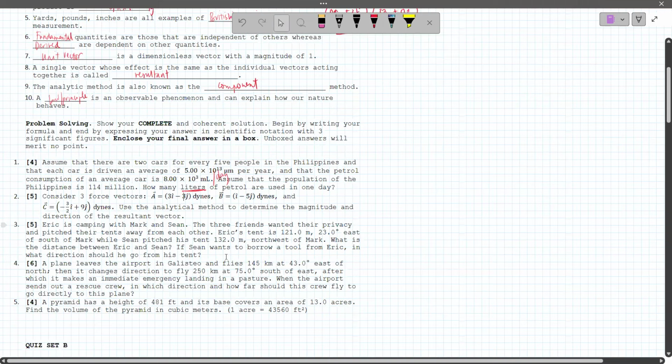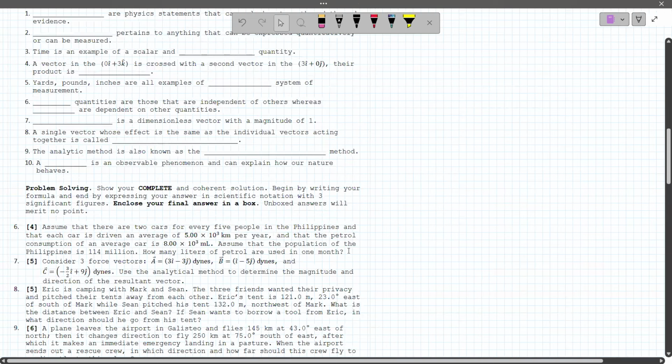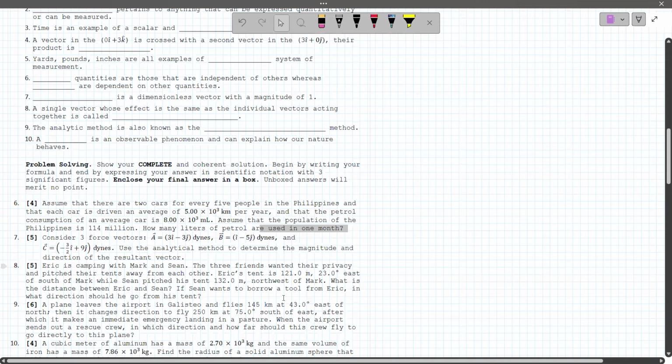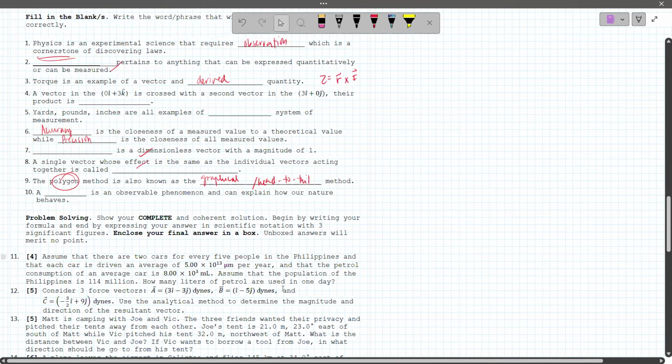For other questions, it's the same, but what he asks is how much is used in one month. And here it's the same, use in one day.